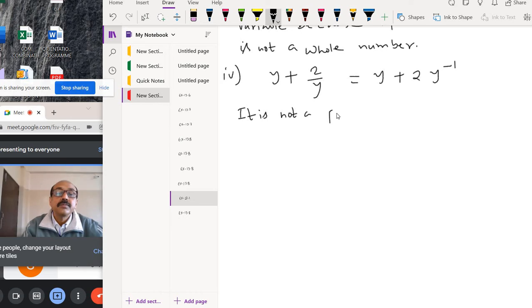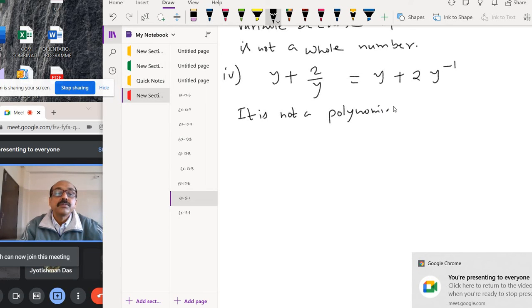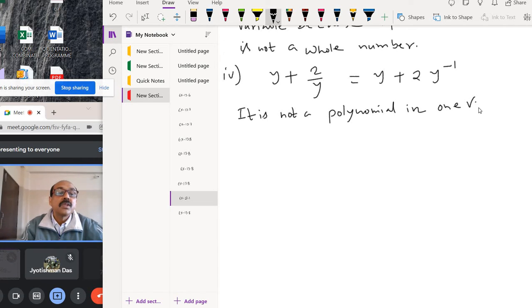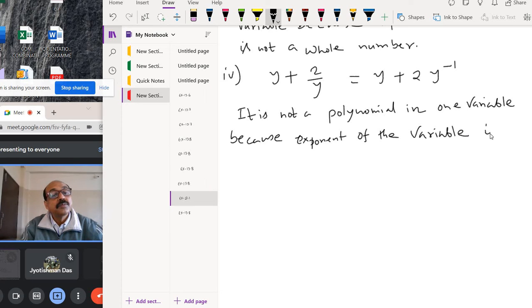It is not a polynomial in one variable because the exponent of the variable is not a whole number, because y to the power minus 1 is not a whole number. So it is not a polynomial. Okay, next.